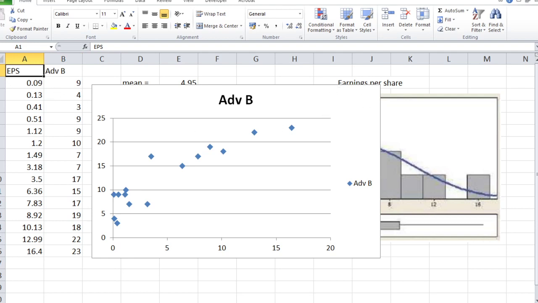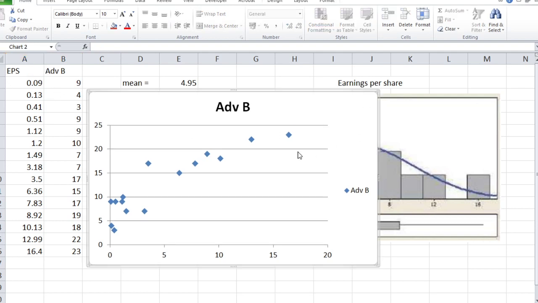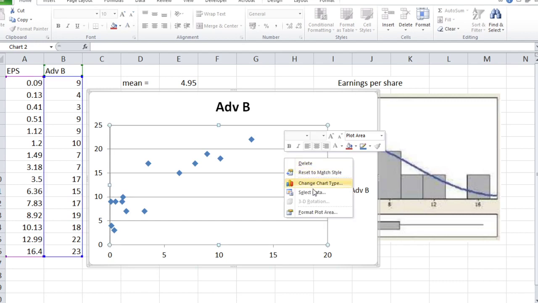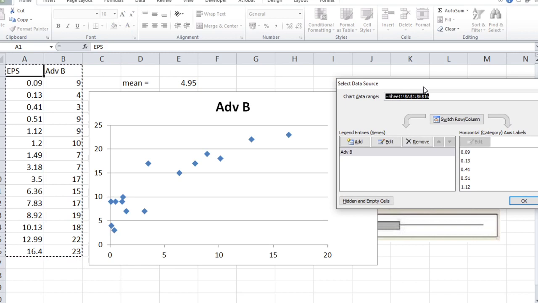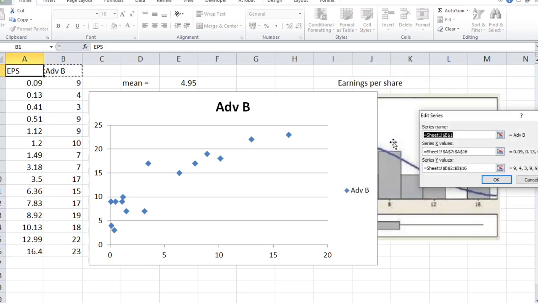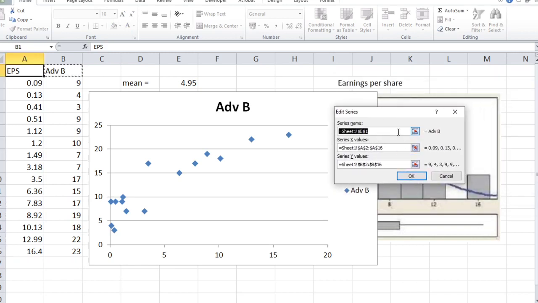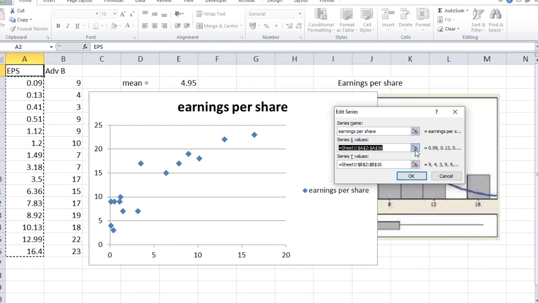I think in that case, what you can do is just right-click anywhere on the chart, select Data. Then in the new window over here, select Edit. A new small window will pop up. The name, you can enter any name you want here. For example, I'm going to call it earnings per share. Now for the x-axis, what are the values I want to have on the x-axis?